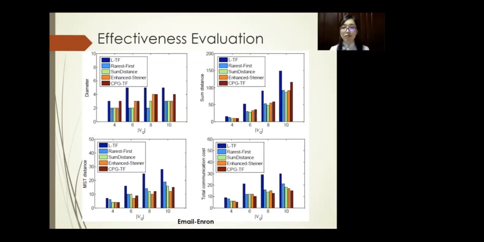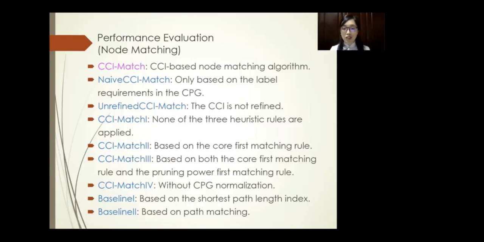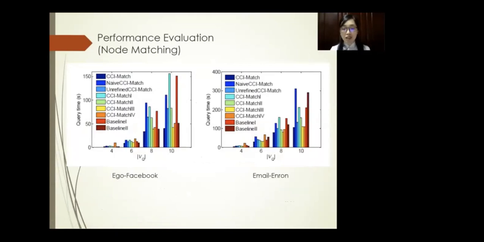For the performance evaluation of node matching, we evaluate and compare different matching methods. Here, CCI match is our method. The query time of our method is less than that of other methods in both of the two datasets.